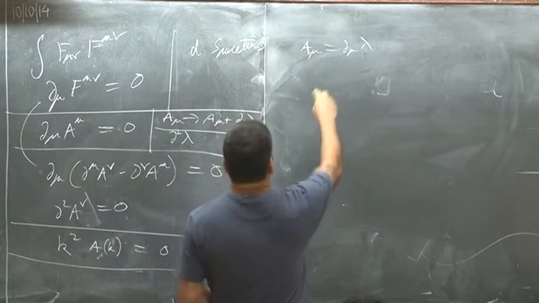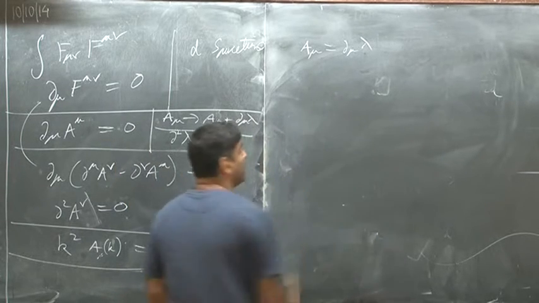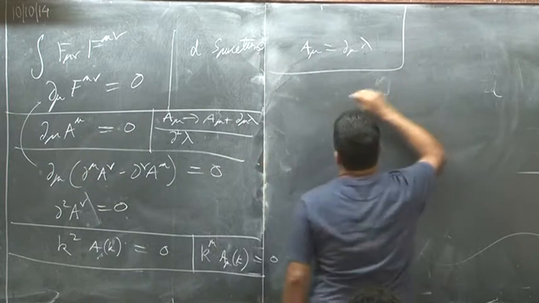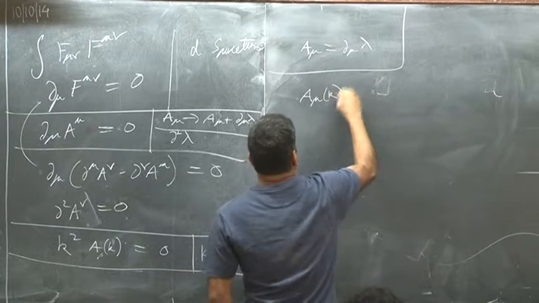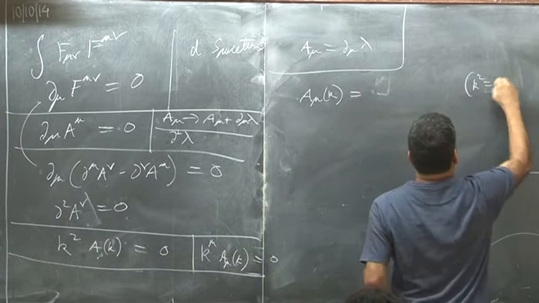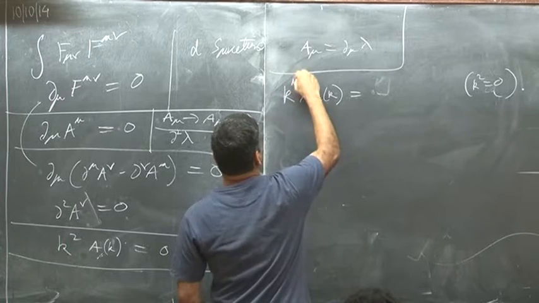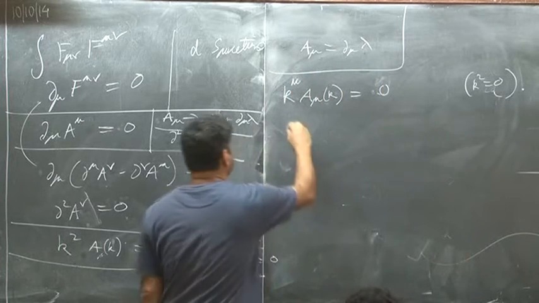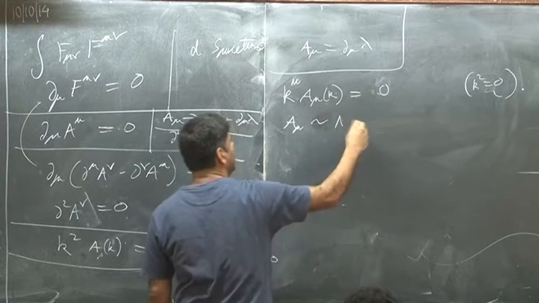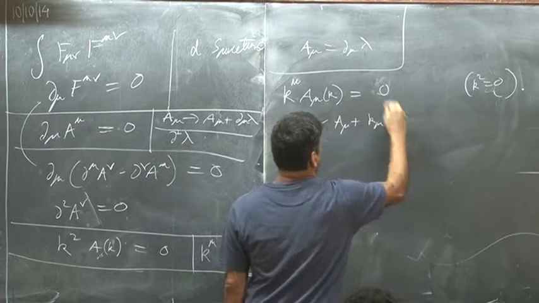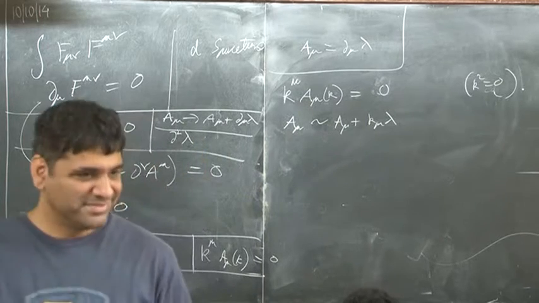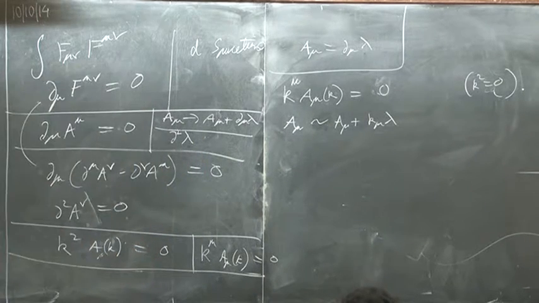So in this gauge, how do we parameterize solutions? We parameterize solutions A mu of k with k squared equal to 0. Then we also need k mu A mu equal to 0. And you have that A mu goes to A mu plus k mu lambda, where every function is supported on k squared equal to 0. This equivalence allows you to eliminate one more.